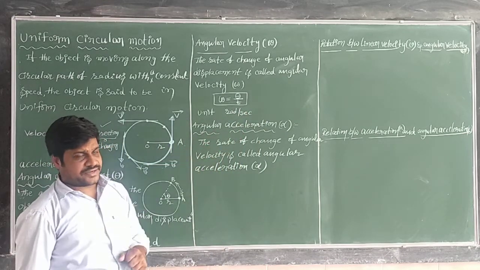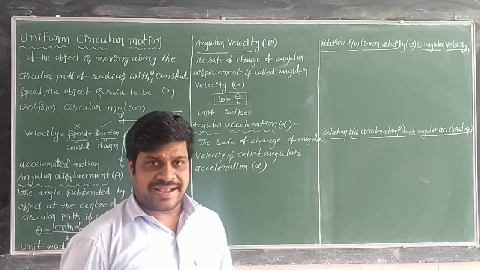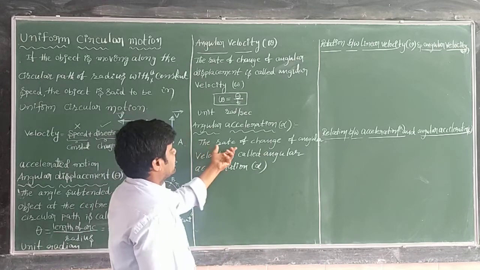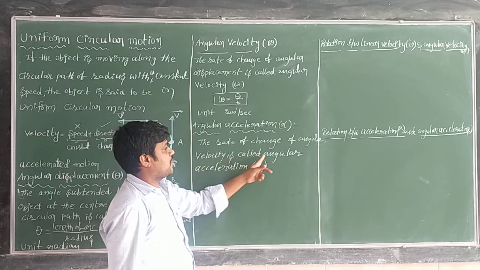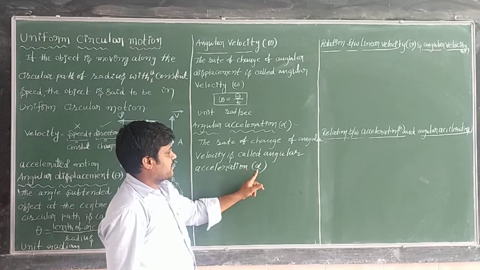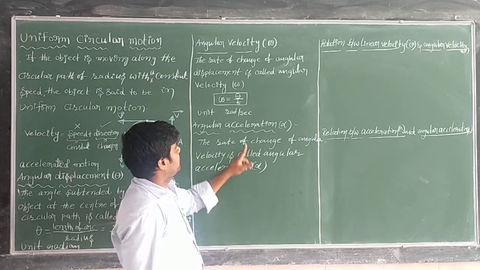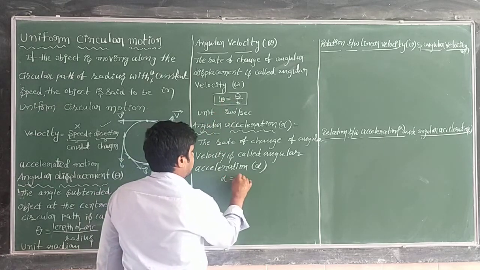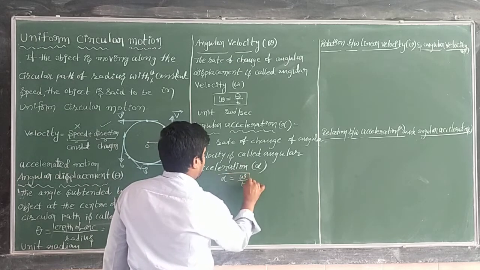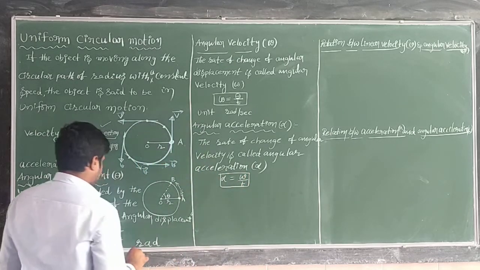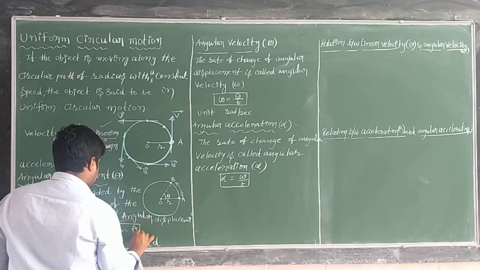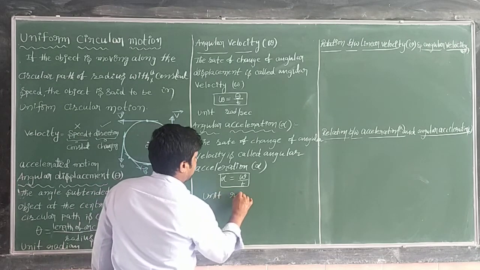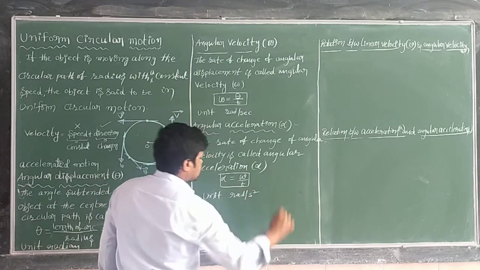Next, angular acceleration. Acceleration is the rate of change of velocity. So angular acceleration means the rate of change of angular velocity. Angular acceleration is denoted by alpha, and angular velocity is denoted by omega. So angular acceleration is equal to angular velocity divided by time. The unit for this is radian per second square.